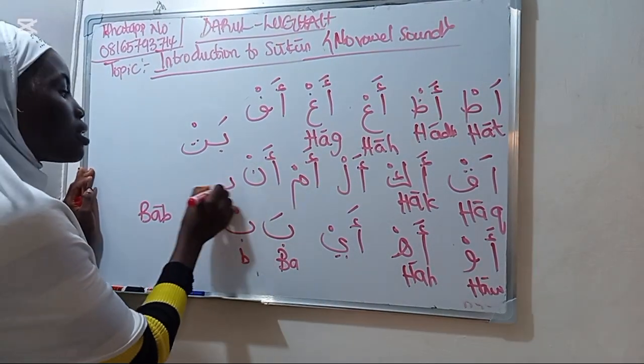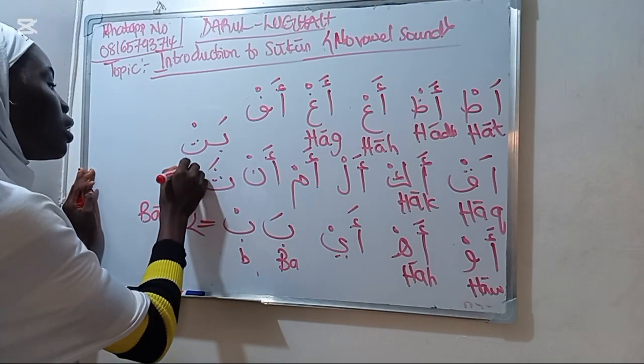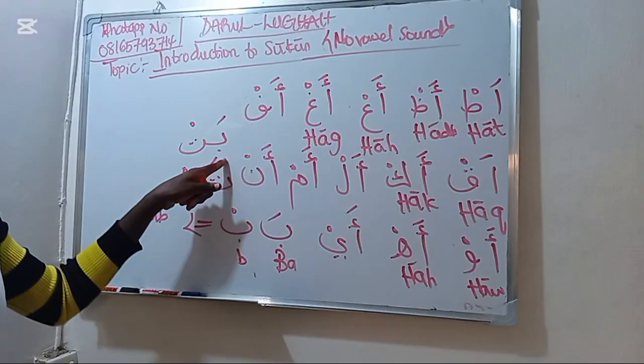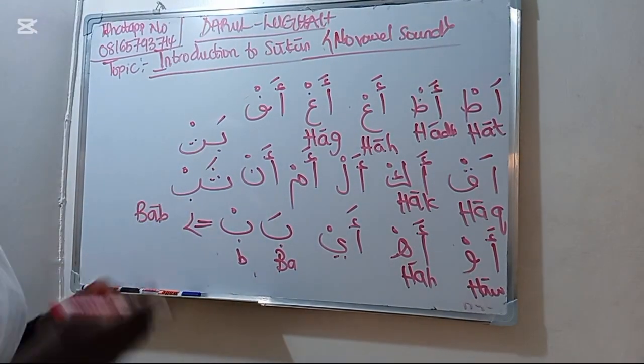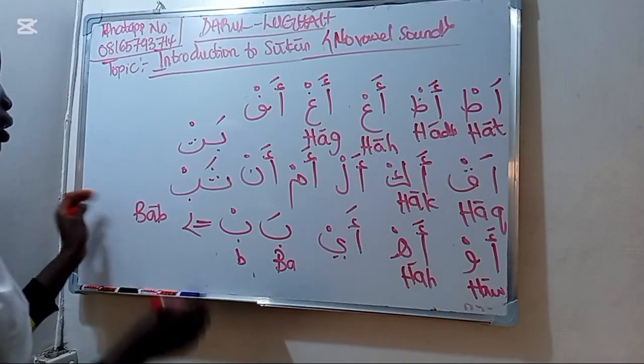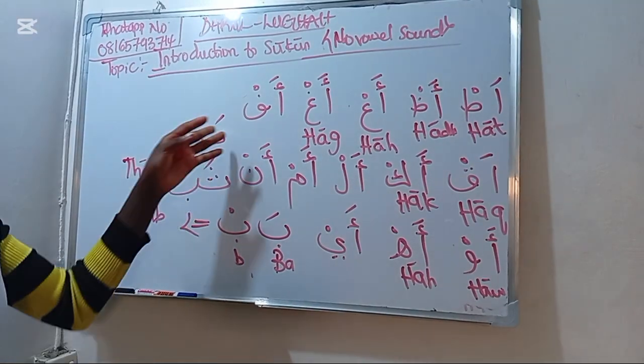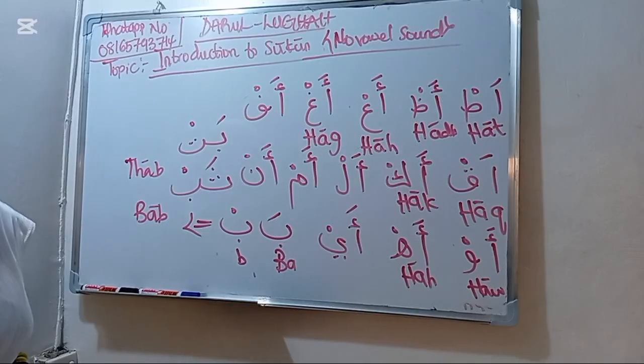If I have fa fatha fa, ba sukun. Now fa fatha fa, ba, b sound. Fa and b, that's fab. This is going to give me fab. Fa fatha fa, ba sukun, fab.